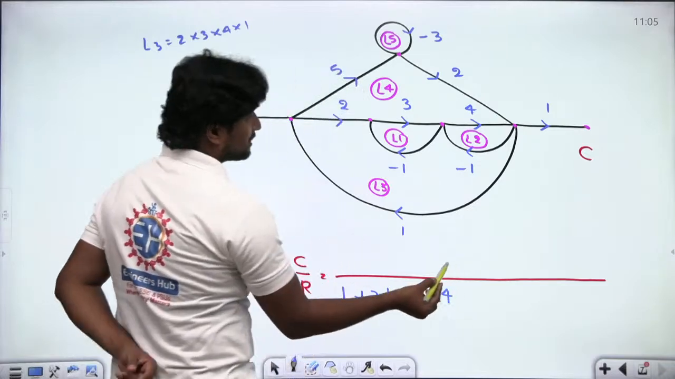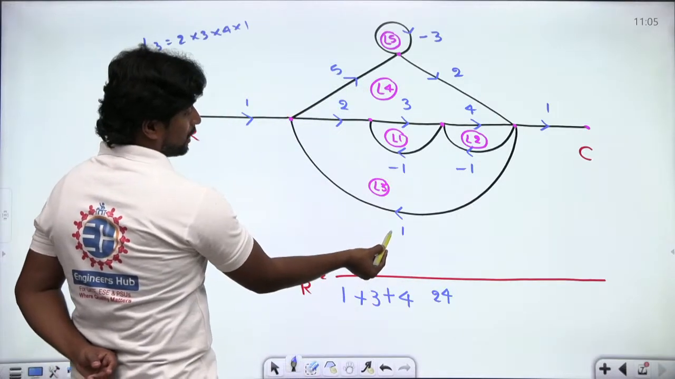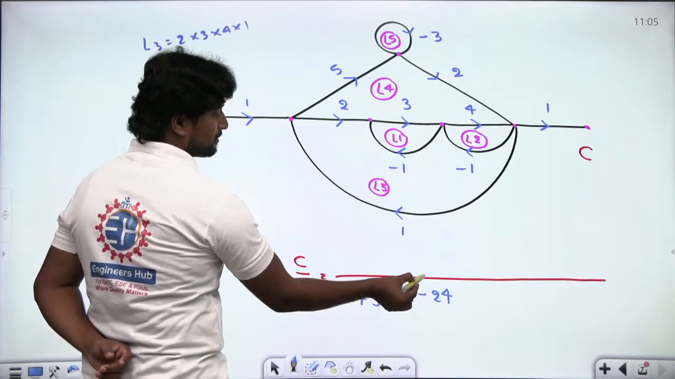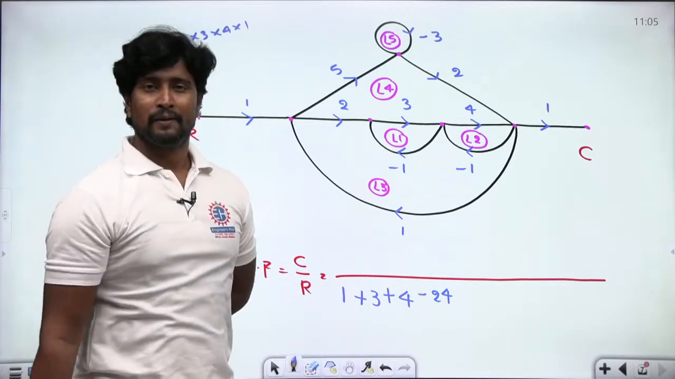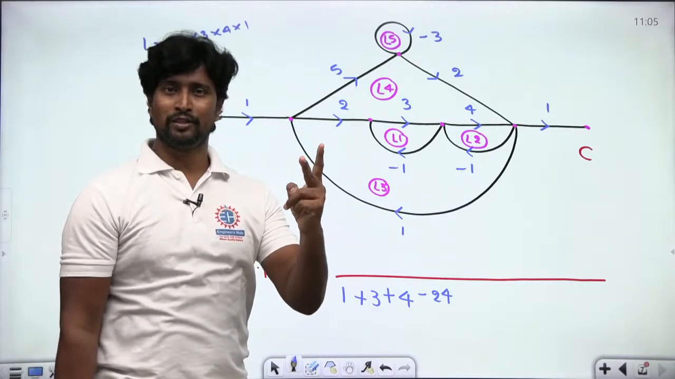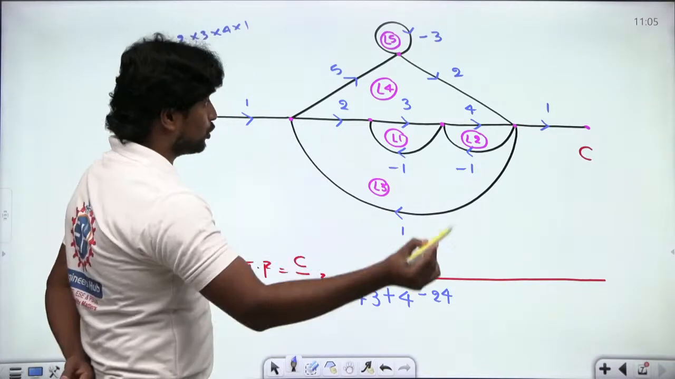Now guys, carefully listen. Which type of feedback does it contain? Positive feedback. If it is positive, the opposite sign, minus. So loop 1 is done, loop 2 is done, loop 3 is done. Next, go with loop 4.